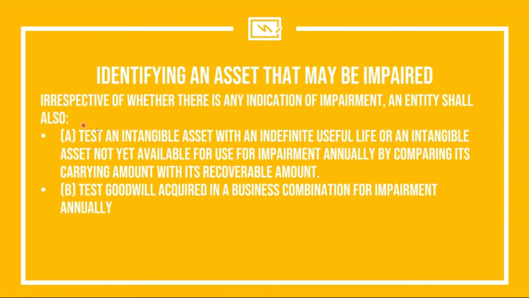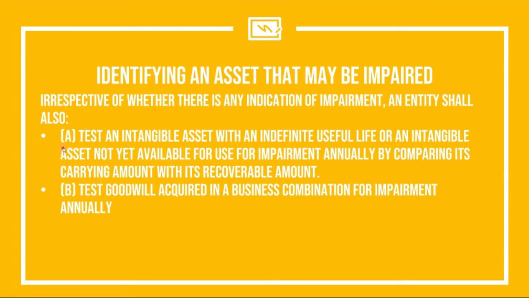And then, in addition, irrespective of whether there is any indication of impairment, an entity shall also test for impairment any intangible asset with an indefinite useful life, or an intangible asset not yet available for use, annually, by comparing its carrying amount with its recoverable amount, and test goodwill acquired in a business combination for impairment also annually.